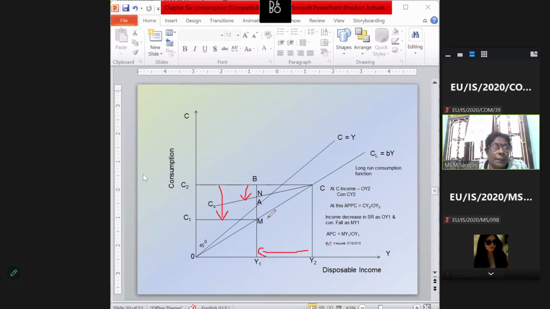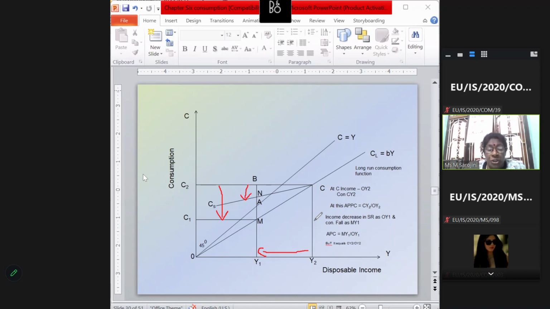Right here, again, please listen again. I'll explain this diagram. Here the point C is there. At this point C, the consumption is OC2 and income is OY2. Also, the APC is equal to OC2 divided by OY2.